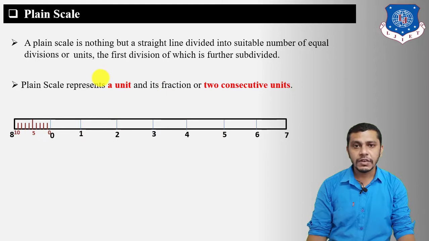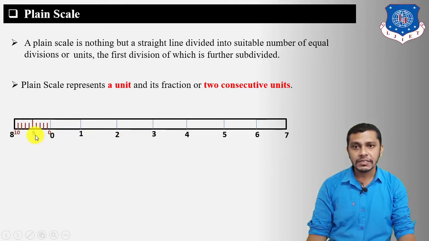Just as we have shown in the unit conversions, consecutive units mean mm, centimeter, decimeter, meter, decameter. All these units are consecutive units. So in the plane scale, the main division will represent the main unit and the subdivision will represent the subunit. For example, if you are constructing the plane scale for centimeter and mm, then the main scale will represent centimeter and the subscale will represent mm.